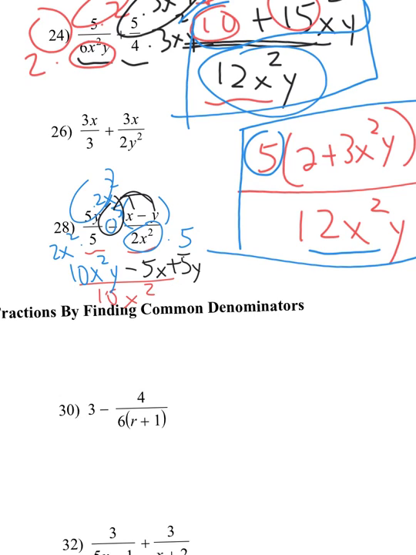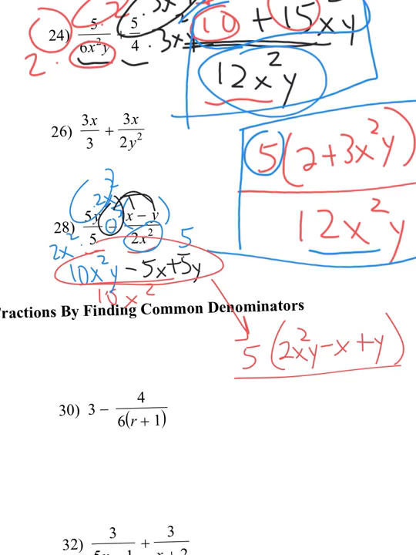Now, if you look on the top, I've got 3 terms. I can take out a 5 from the top. So I'm going to take out a 5 from each of these terms up top here. If I take a 5 out, I'm left with 2x squared y minus x plus y all over 10x squared. And notice I've got a monomial on the bottom of just 10x squared.